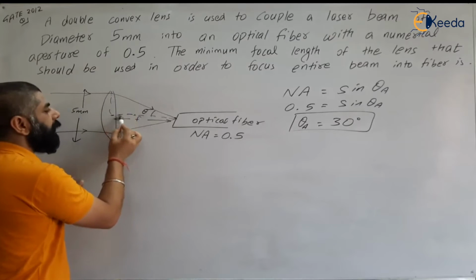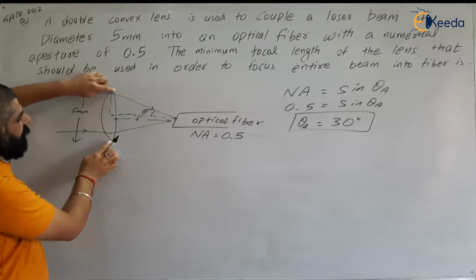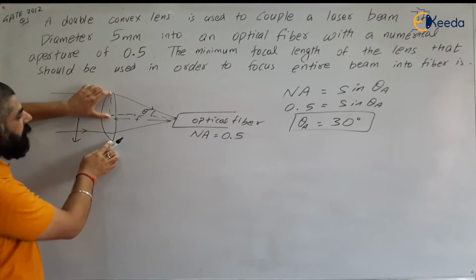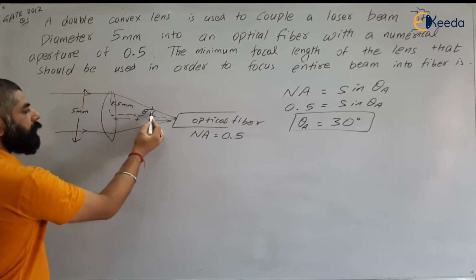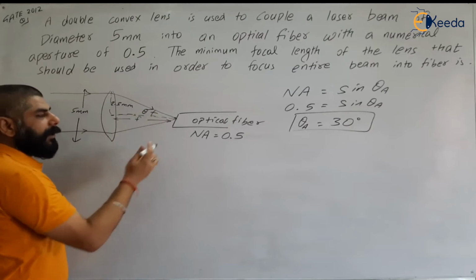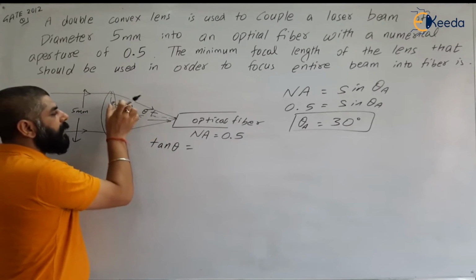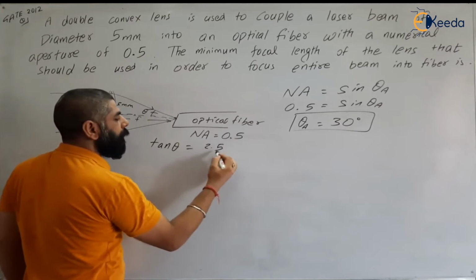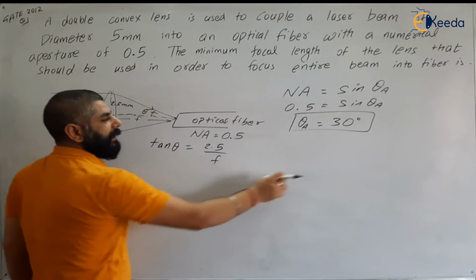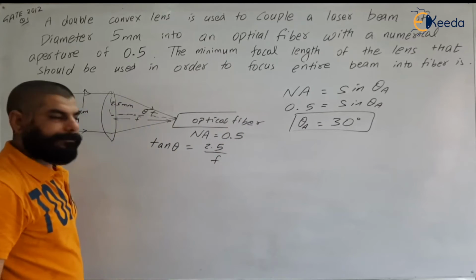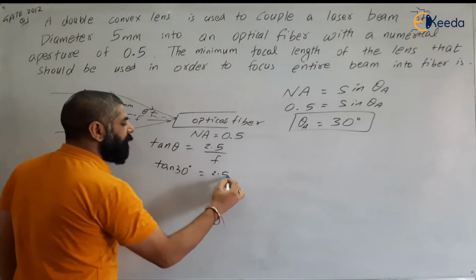Now look at this triangle. This distance we have to calculate. The diameter is 5 mm, so the half, the radius, comes out to be 2.5 mm. We know theta and we have to calculate f. Using tan theta, which is perpendicular upon base, that is 2.5 mm divided by the focal length f. Theta is 30 degrees, so tan 30 degrees equals 2.5 divided by f.